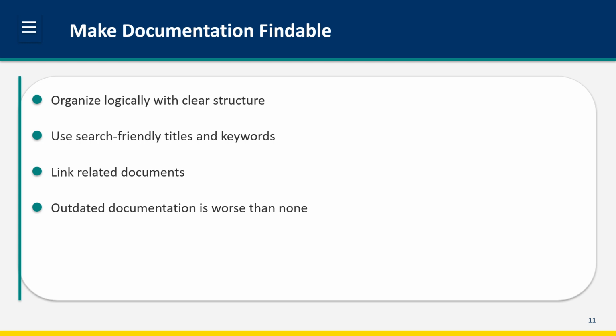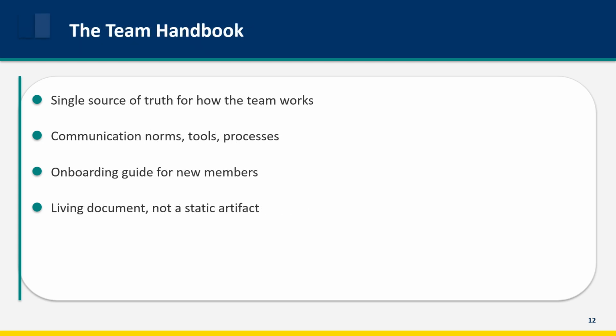Keep documentation current. Outdated documentation is worse than none because it misleads people. Review and update regularly. Create a team handbook. This is the single source of truth for how the team works. It covers communication norms.